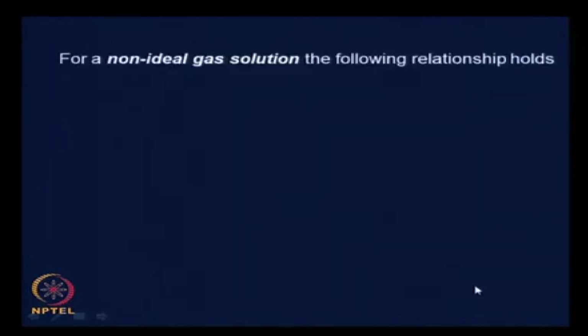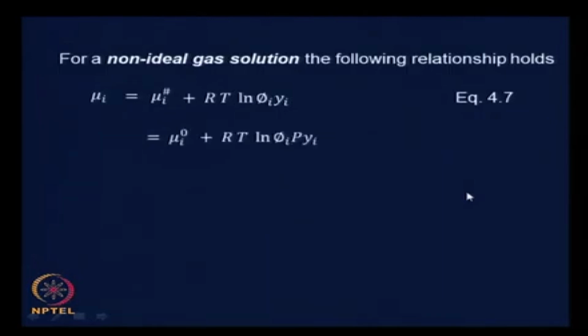Then for a non-ideal gas solution, we said that the following relationship holds, again the same beautiful formulation: mu_i equals mu_i hash plus RT ln phi_i. This phi_i is the one that brings in the non-ideality, times y_i, the mole fraction, which could also be written as mu_i naught plus RT ln phi_i P into y_i.